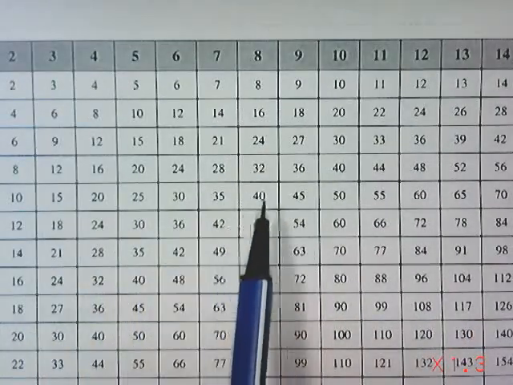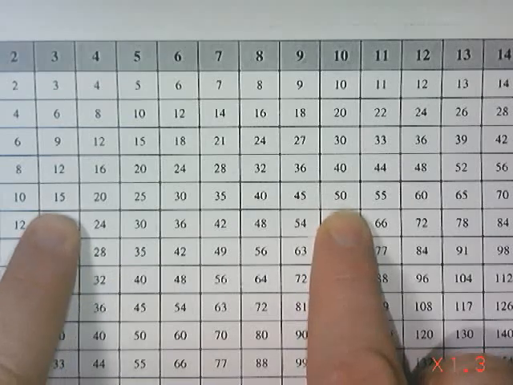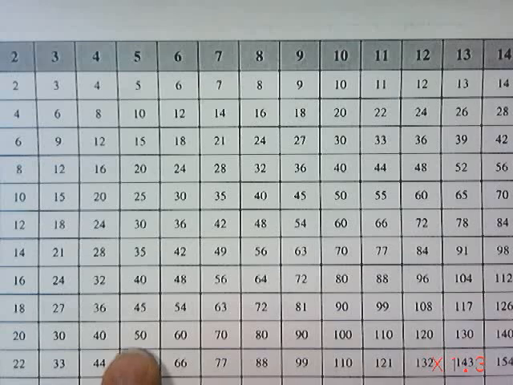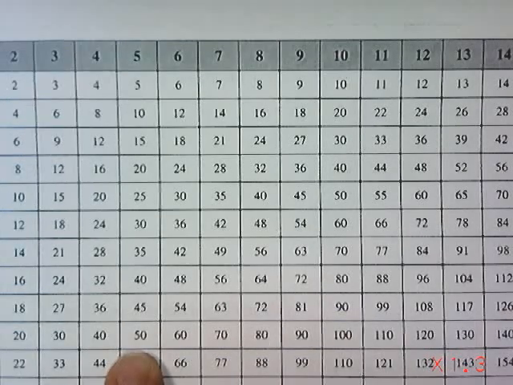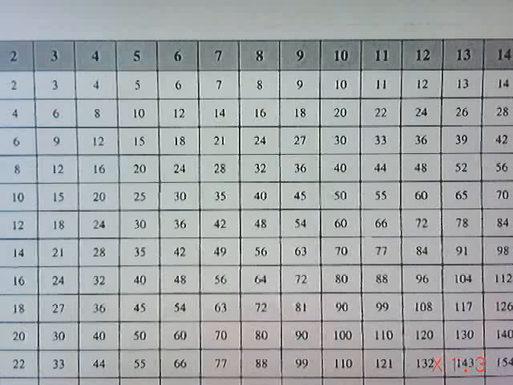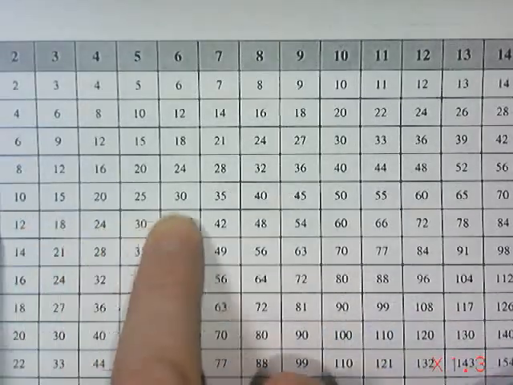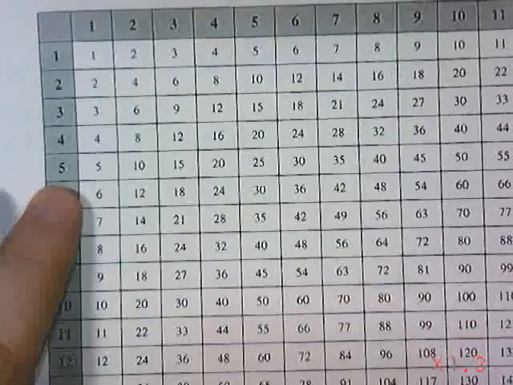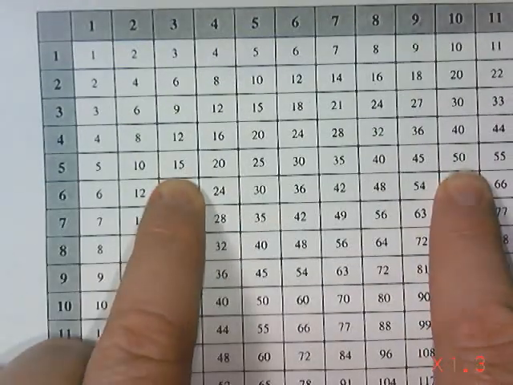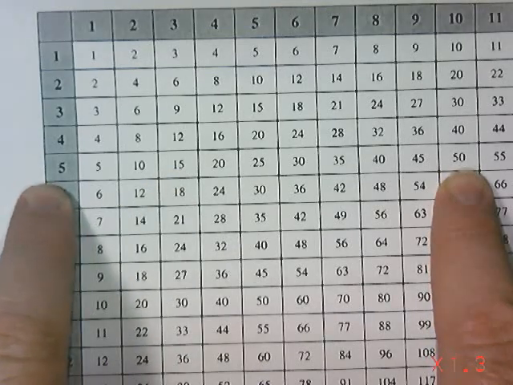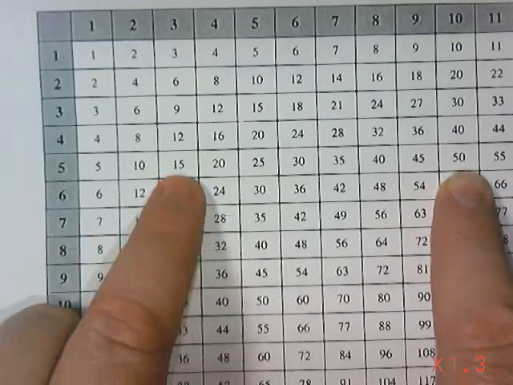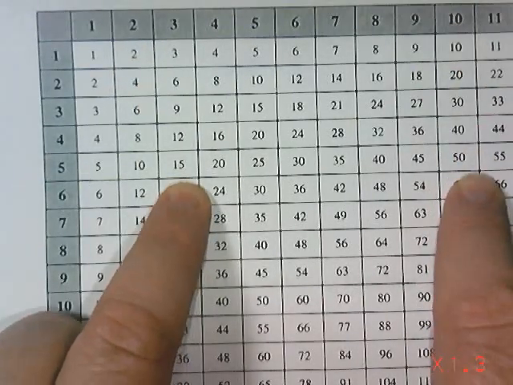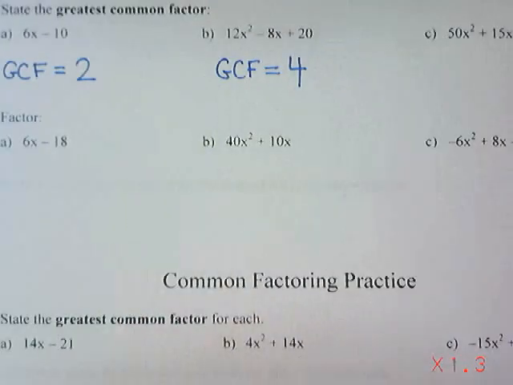If I keep working my way down, 50 and 15 show up in the row for 5. And then I see 50 under the 10, but I don't see 15. And then under 15, I have 15, but I don't have 50. So I think the best I can do is 5. So I have 50 and 15 both show up in the row for 5, meaning 15 divides by 5, it goes in 3 times, and 50 divides by 5, it goes in 10 times. So its greatest common factor is 5.